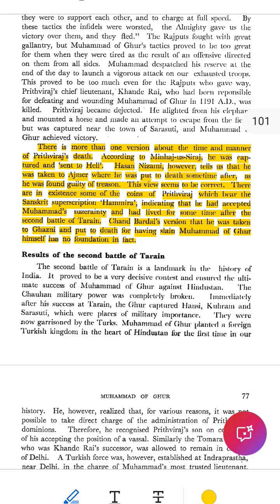Panel 2. Minhaj. What's happening? Minhaj Siraj points to a captured Prithviraj with soldiers standing around him. He uses the words, sent to hell.